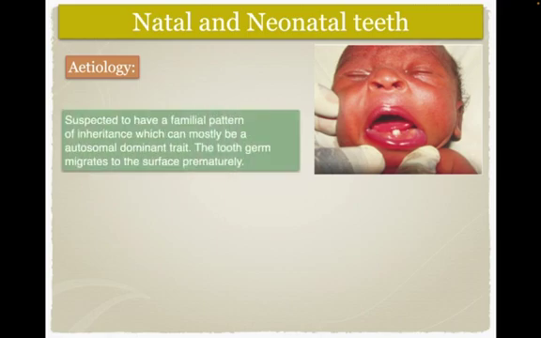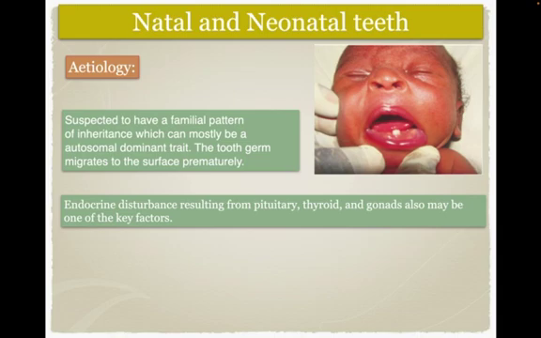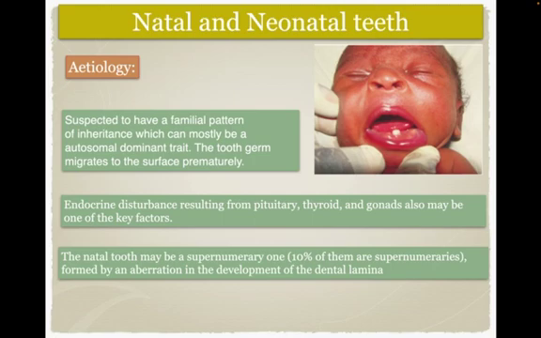The etiology is usually suspected to be some familial inheritance, mostly autosomal dominant, which results in the tooth germ migrating toward the surface in a premature manner. So basically the tooth erupted sooner or quicker than expected. Or sometimes endocrine disturbances resulting from pituitary or thyroid gland dysfunction, and other factors. The natal tooth may be supernumerary, and that happens in 10% of the cases.